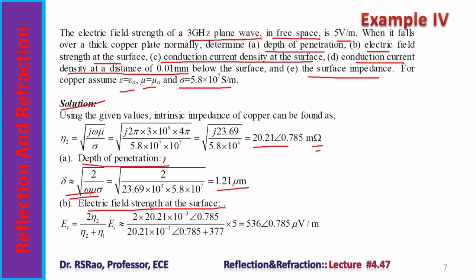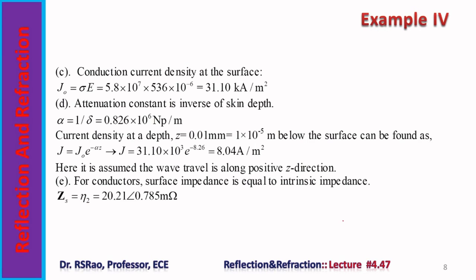Electric field strength at the surface. In the previous problem, we calculated the same quantity, of course for different data, but the process is the same. This is the transmission quotient, and this is the incident wave electric field. Eta is 536 at an angle of 0.785 microvolts per meter. Conduction current density at the surface is given by a standard formula, Ohm's law in point form. J naught is conductivity times electric field intensity, which becomes equal to 31.10 kiloamperes per meter square.